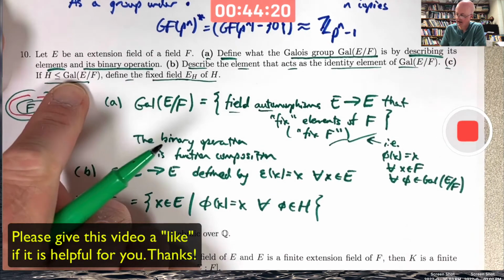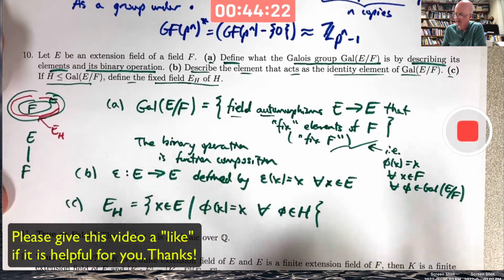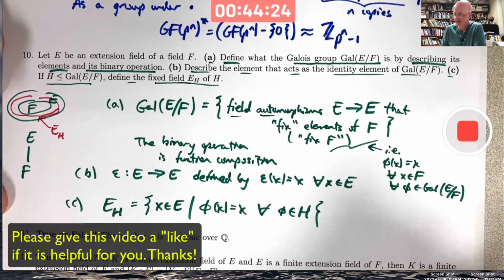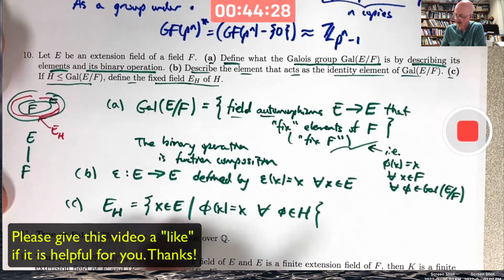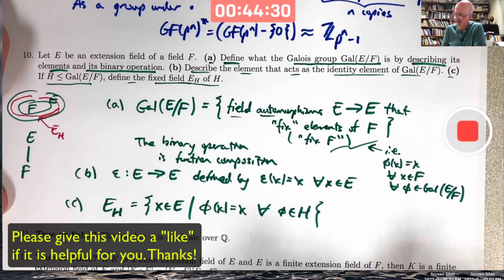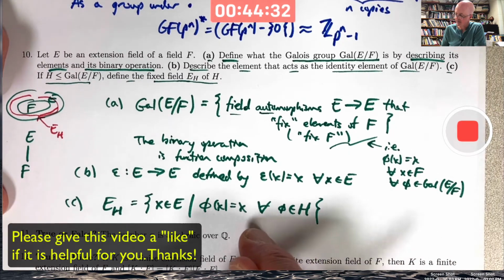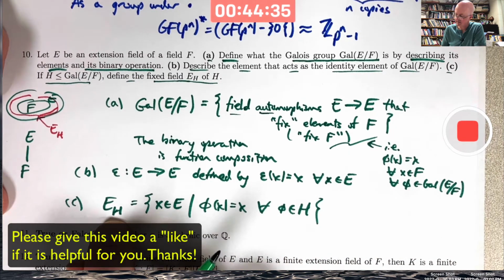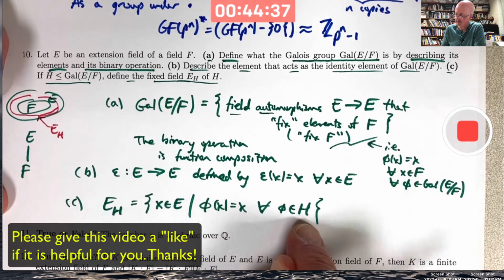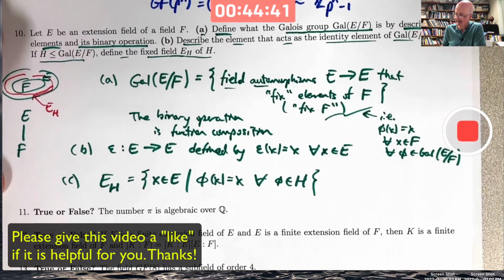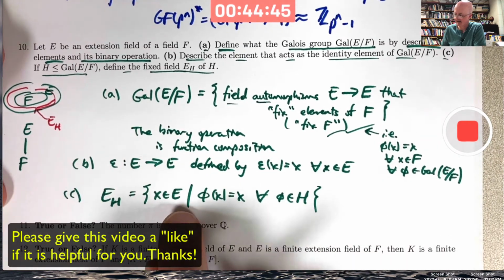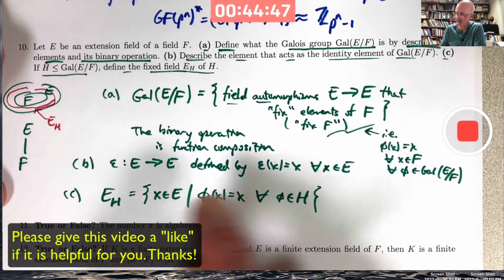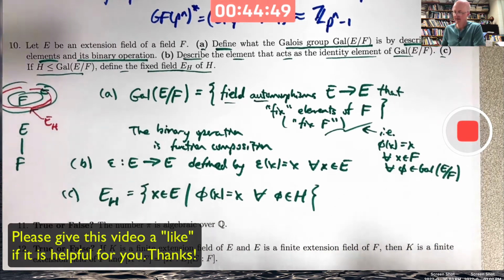H is a subgroup of the Galois group. Its elements are field automorphisms from E to itself that fix elements of F. E sub H, if H is a subgroup of the Galois group, is going to fix all elements of the fixed field, as phi varies over H. Okay, so this is going to be a subgroup of the Galois group, because if they fix elements of the fixed field, they're also going to fix elements of F.